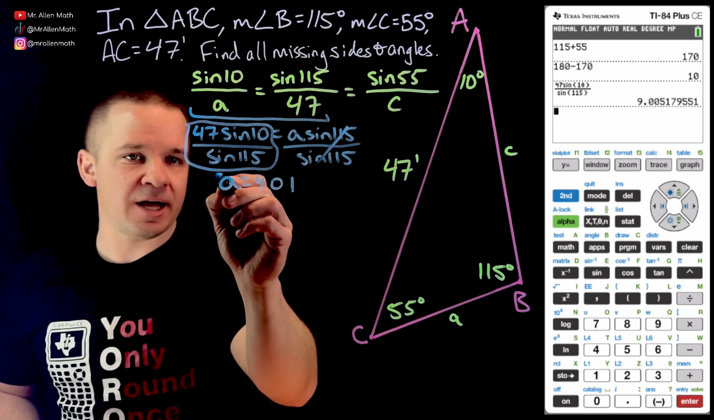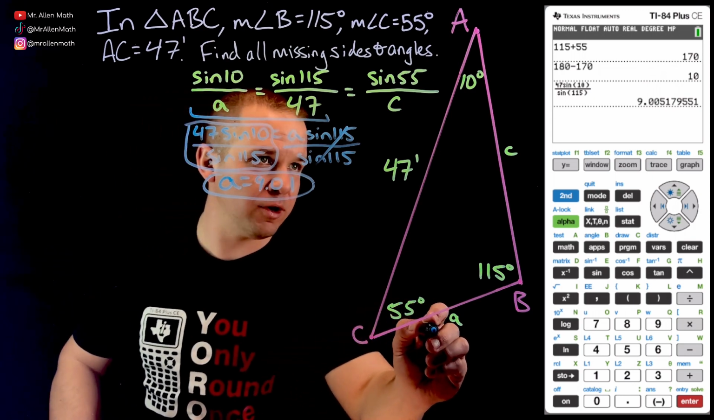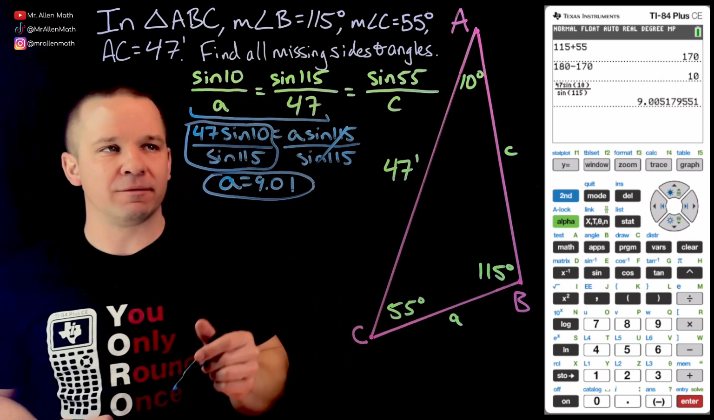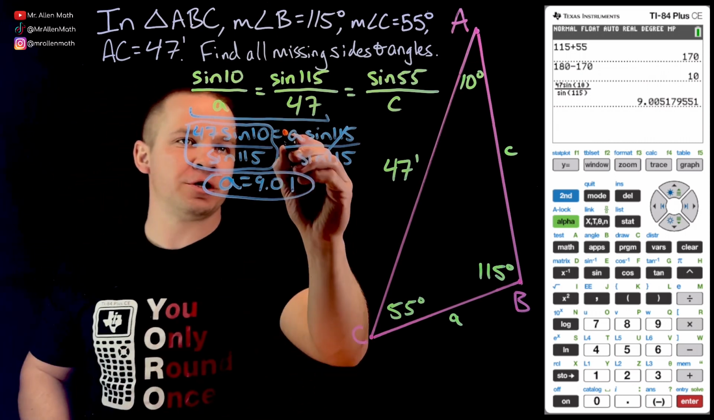Cool. I like that. So that's my A value. Boom. Wonderful. We got it right there. Okay, cool. Next one. We'll do it in orange.